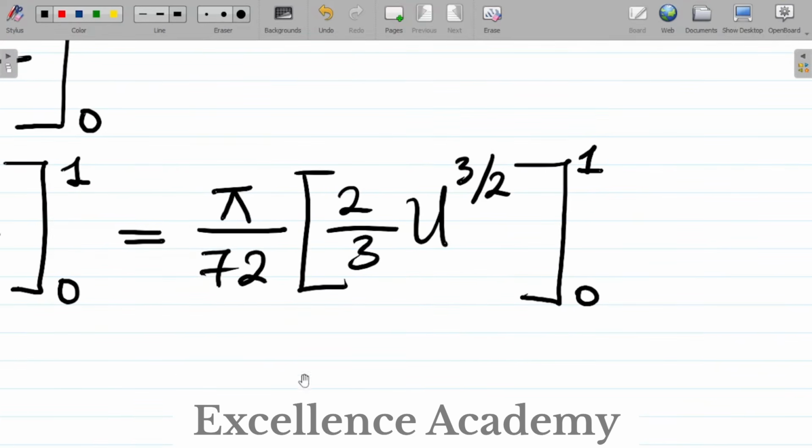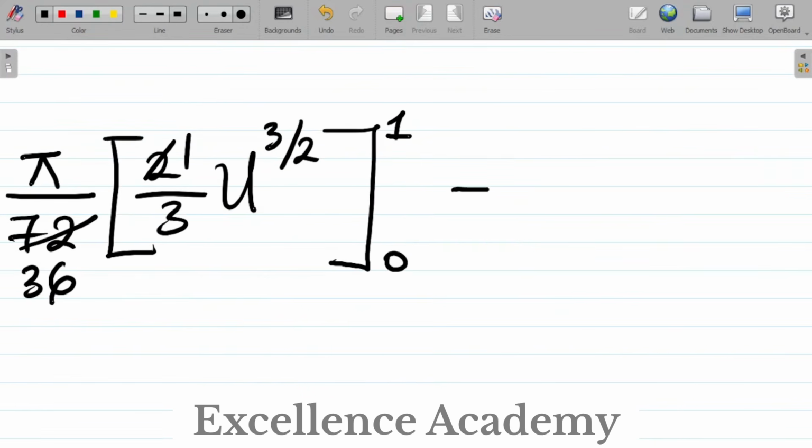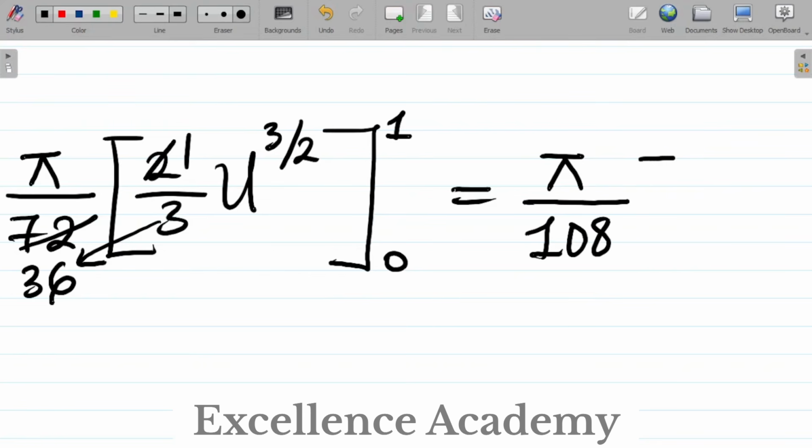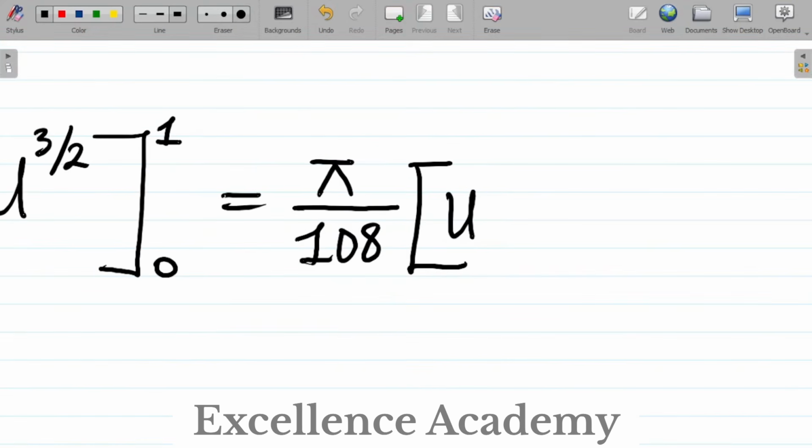From here, I think 2 here, 1. So look at 72 divided by 2. That's 36. Proceeding with this, this is equal to pi, and this 3 will multiply 36. I want to bring it outside there. 36 times 3, that's 108. Pi all over 108 outside the integral sign. I'm now left with u to the power 3 over 2, and my limits there are 1 and 0.